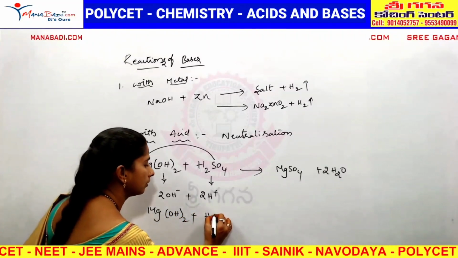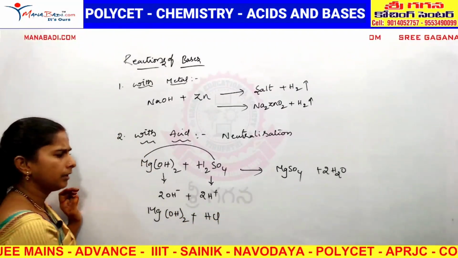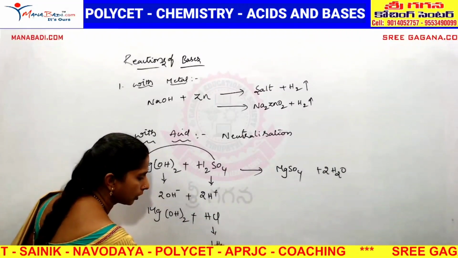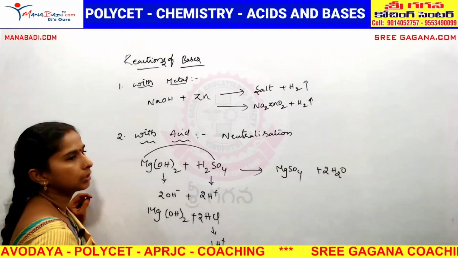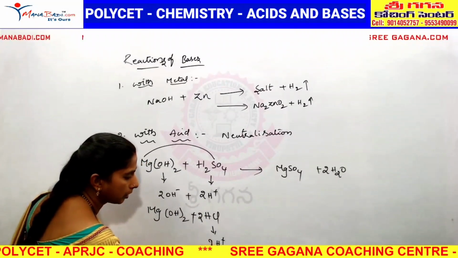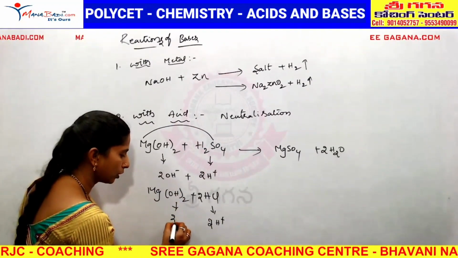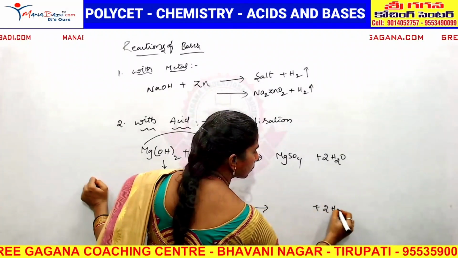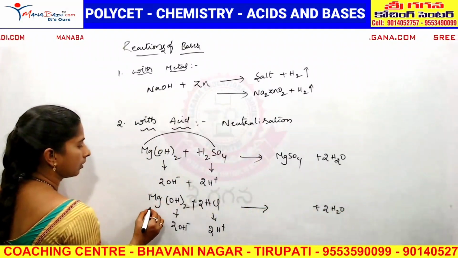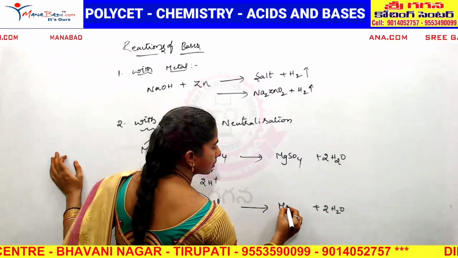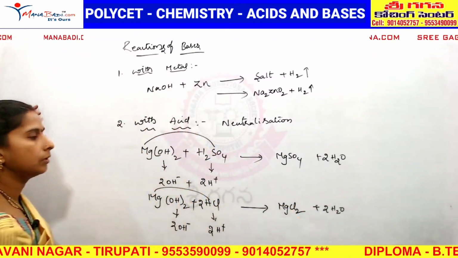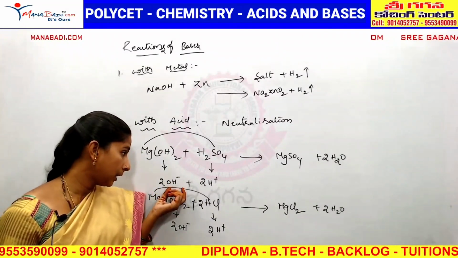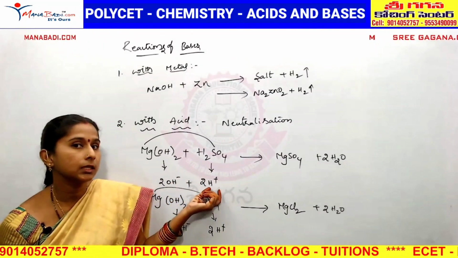If we take Mg(OH)2 with HCl, HCl is able to release only 1 H plus ion, so we take 2 HCl molecules. Then it releases 2 H plus, which react with the 2 OH minus, forming 2 molecules of H2O and MgCl2.